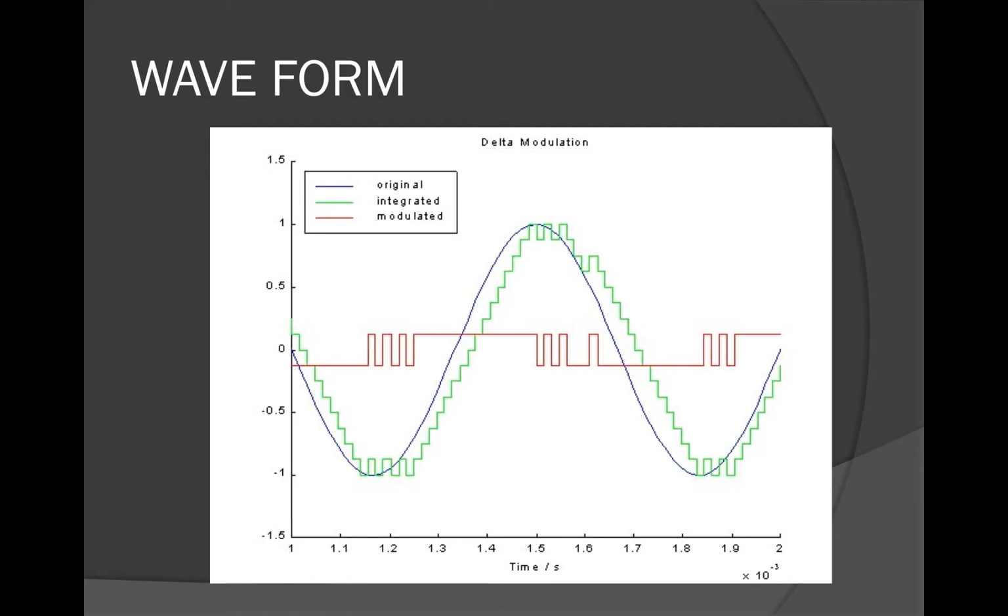So there is a better graph generated by software. We can see the original analog signal is shown in blue color. Integrated step signal is shown in green. Modulated signal is in red. At each sampling point, it will check if it's higher or lower than input analog signal. If analog signal is lower, output 0 and step down by 1. Until analog signal is higher, it will output 1 and step up.